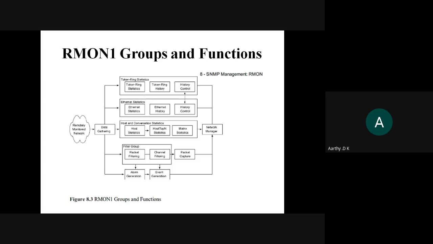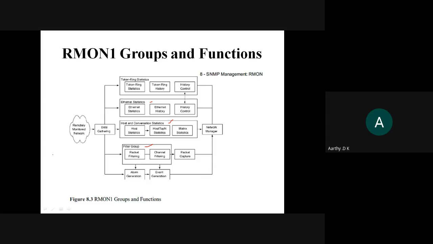Next, the groups and the functions that we have. You can see that we have many groups: token ring statistics, Ethernet statistics, then host and conversation statistics, filter group. These are the different groups that we have in remote monitoring one.